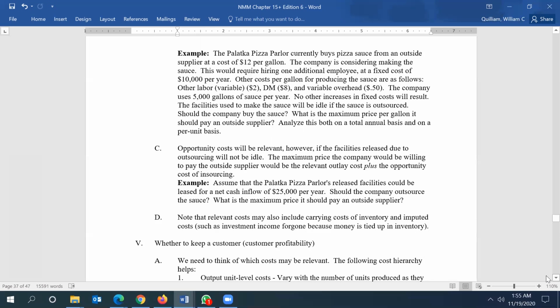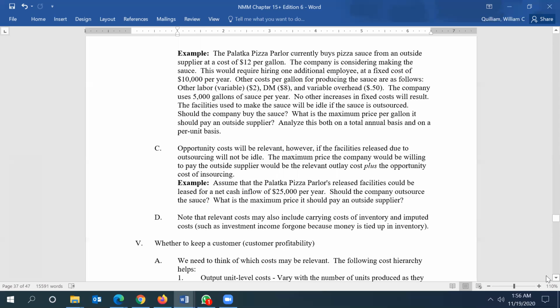And again, you would be told if you did. Otherwise, assume there is none. So I'll show you how to deal with this when I get to the solution in a moment. Other costs per gallon for producing sauce are as follows. Other labor, which is variable, of $2 per gallon. Direct materials, $8 per gallon. And variable overhead, 50 cents per gallon.